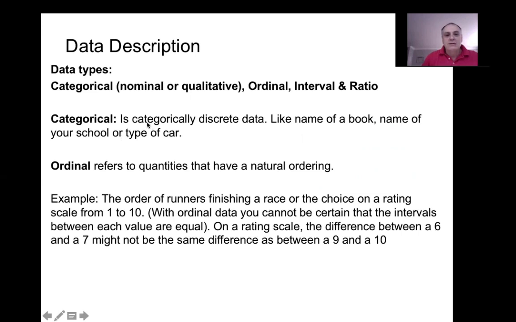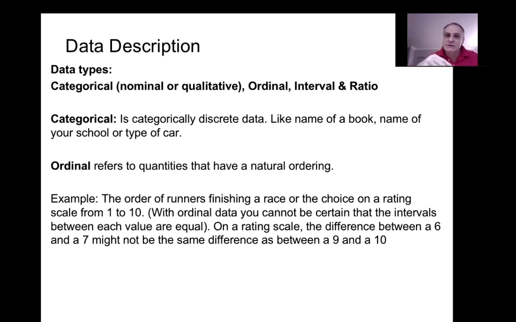Let's just go back quickly over this. So your descriptions over here, if I can move myself out of the way. Your data types, your categorical, remember we said it's called qualitative or nominal. So you've got categorical, ordinal, interval, and ratio. Your categorical is categorized as discrete names or data, like the name of a book, the type of school that you went to. Ordinal refers to quantities that have a natural order. For example, if you have runners coming across the line, there's an order. First one came first, second, third, fourth.